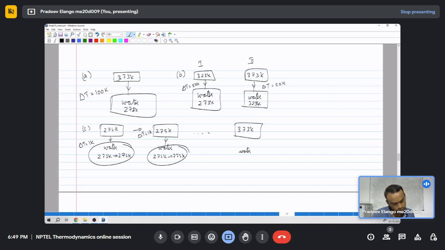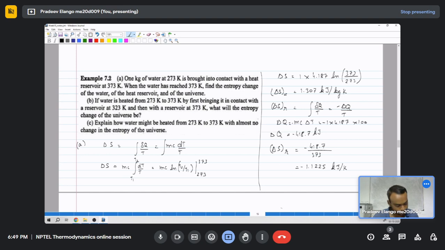And so now if you have a thermal reservoir at 373 Kelvin, in the last stage we will be having water at 372 Kelvin, and then we heat it to 373 Kelvin by transferring heat, and again the delta T will be a max of 1 Kelvin. So if you have some arrangement like this, or if you have some more thermal reservoirs, that will reduce the entropy increase in the universe.